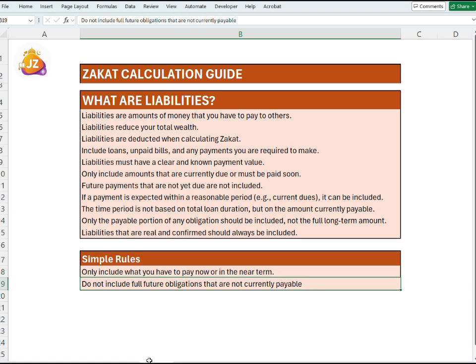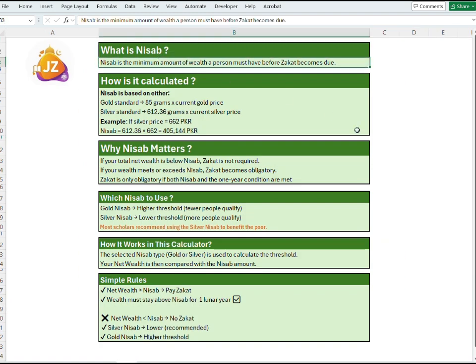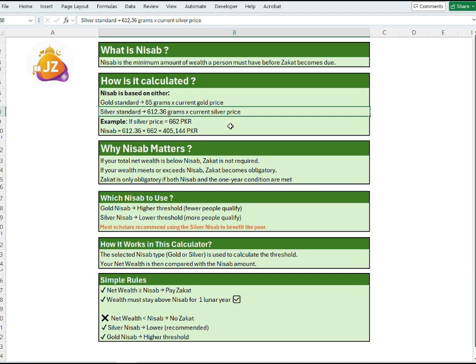What is Nisab? Now let's understand Nisab. Nisab is the minimum amount of wealth a person must have before zakat becomes obligatory. If your wealth is below Nisab, then no zakat is required. Nisab can be calculated using either gold or silver. Gold Nisab is based on 85 grams of gold. Silver Nisab is based on 612.36 grams of silver. We multiply these weights with the current market price to calculate Nisab. Most scholars recommend using silver Nisab because it allows more people to qualify and benefits the poor more. In this calculator, we use a drop-down to select either gold or silver.